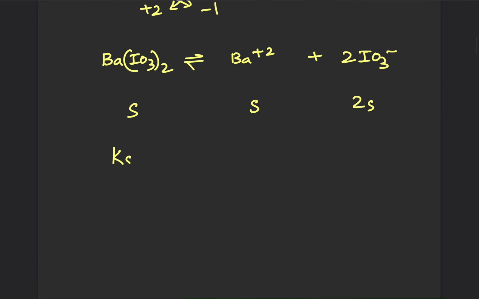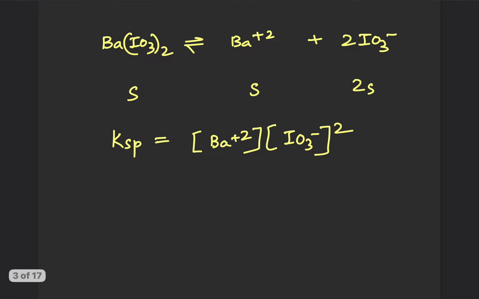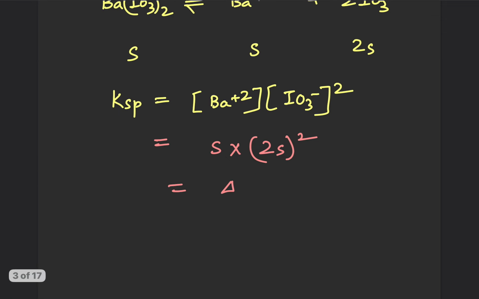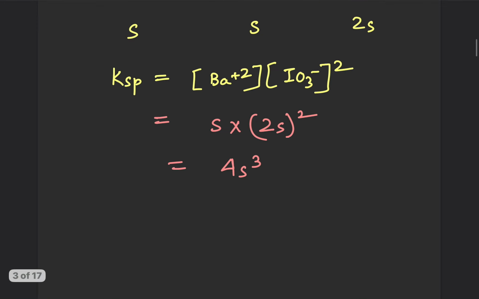So KSP will be the product of the concentration of these ions raised to the power of their stoichiometric coefficients. KSP will be [Ba2+] into [IO3-] to the power 2. The concentration of Ba2+ is S, and the concentration of IO3- is 2S. So KSP will be S into (2S) whole squared, which is 4S cubed.